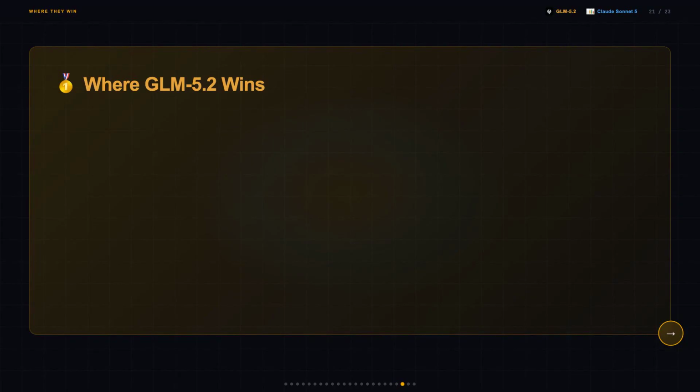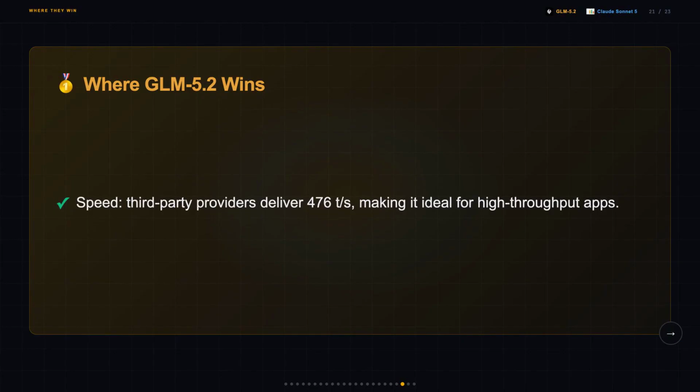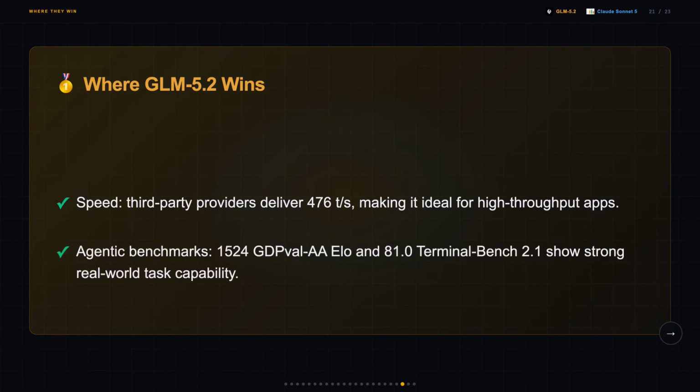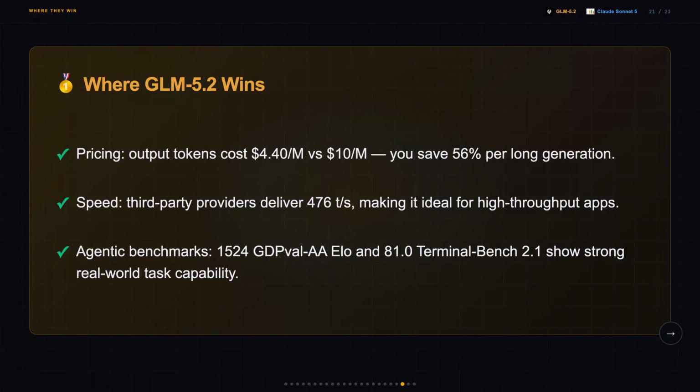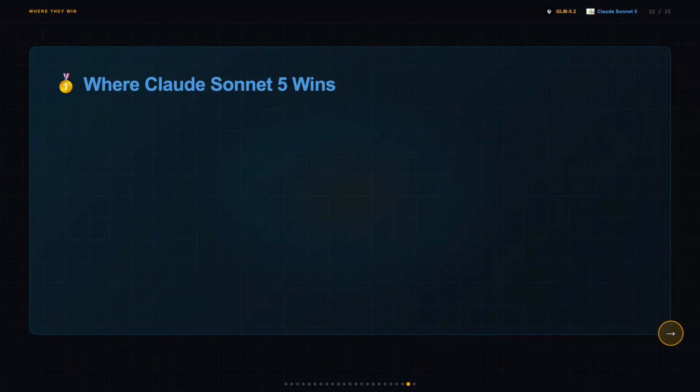Hard. Output tokens at $4.40 per million versus $10 is a 56% saving that compounds fast. It hits 476 tokens per second on third-party providers, which makes it great for high-throughput pipelines. And on agentic benchmarks, it posts a 1524 GDPval-AA and 81.0 on Terminal Bench 2.1 that Claude Sonnet 5 hasn't matched publicly.